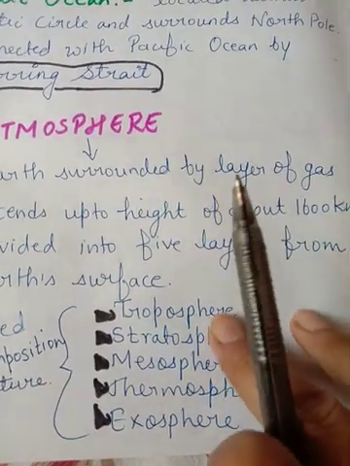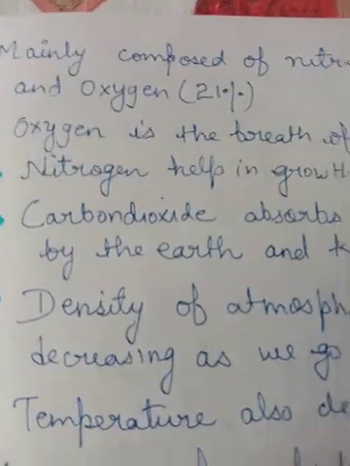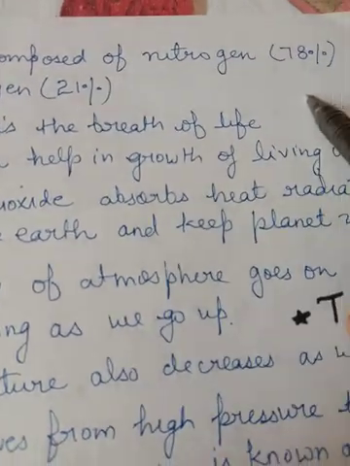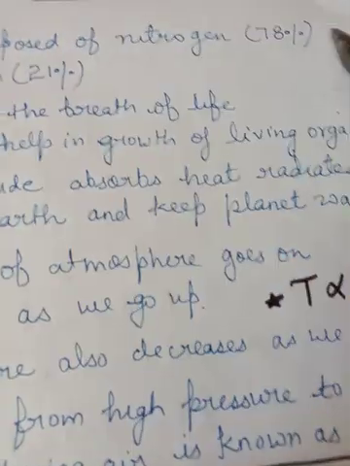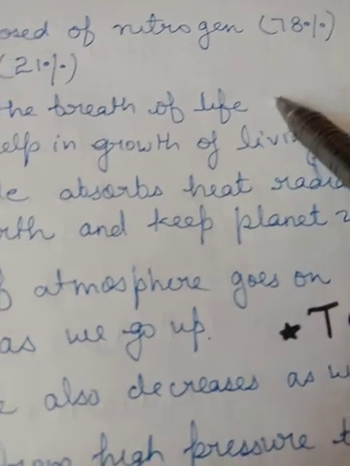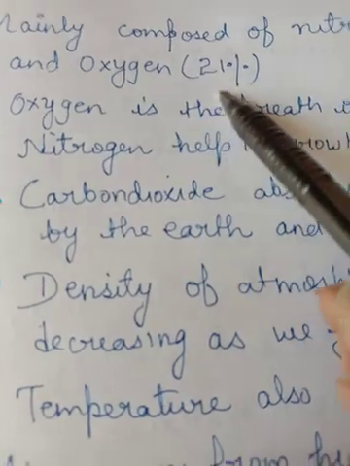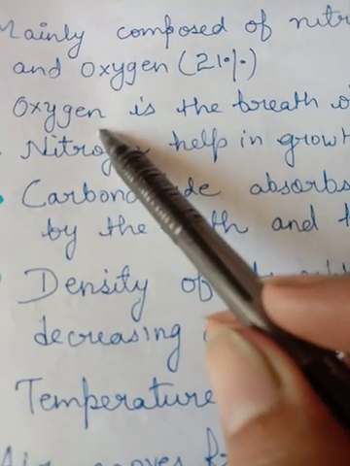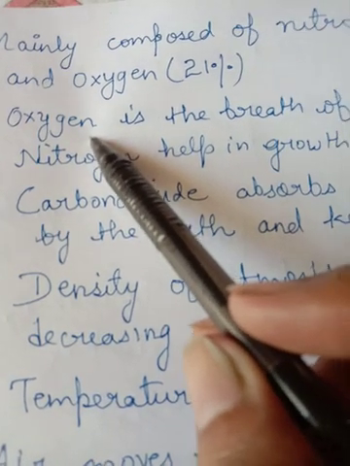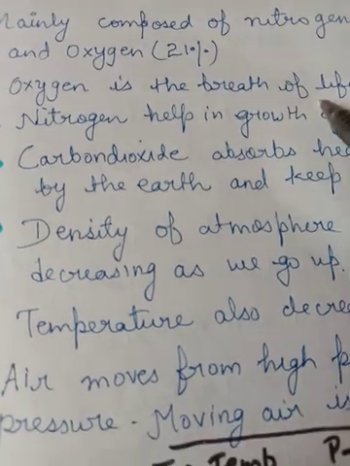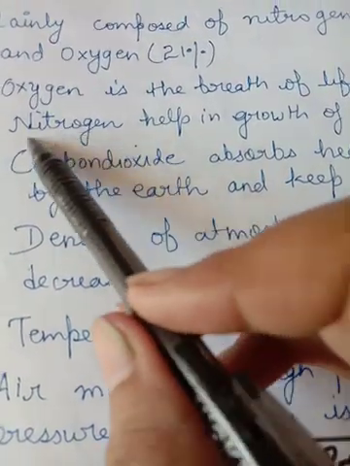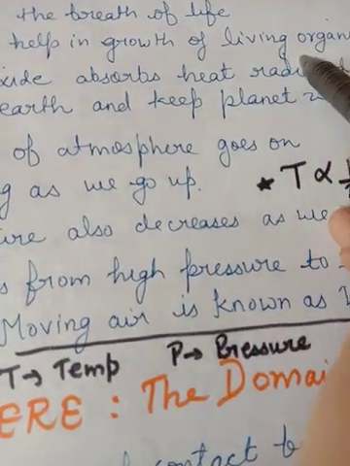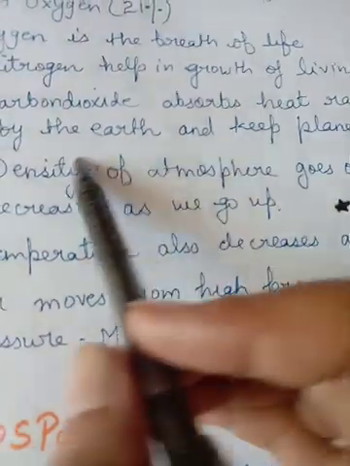Now, what do we find in the atmosphere? The atmosphere is mainly composed of nitrogen and oxygen. Nitrogen is 78% and oxygen is 21%. As we already know, the gas we need for breathing is oxygen. So it is the breath of life. And nitrogen, what is the function of nitrogen? It helps in the growth of living organisms, especially plants.